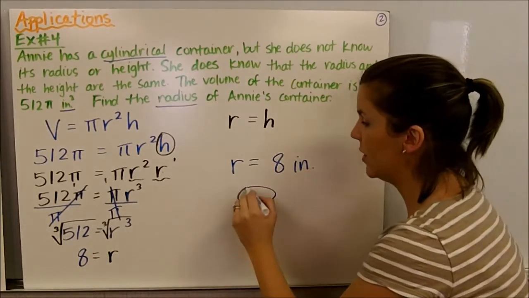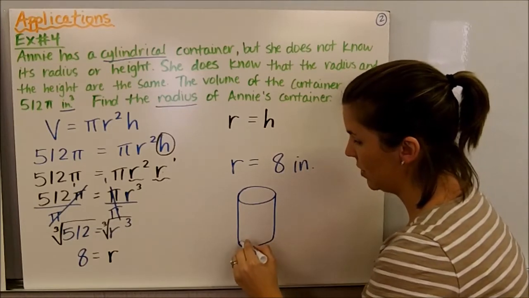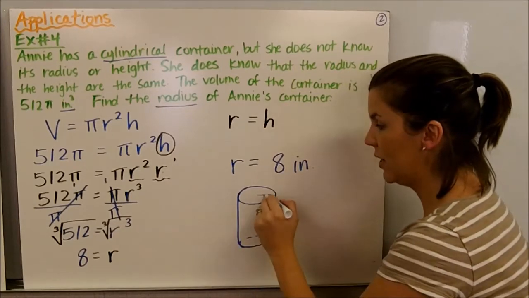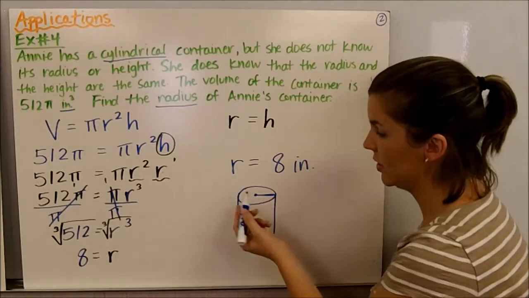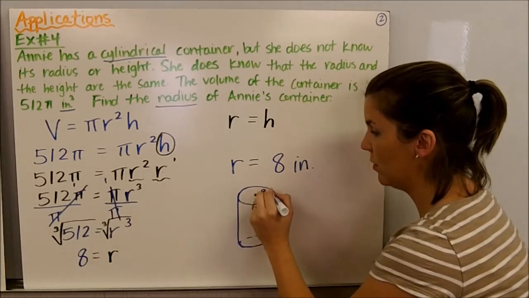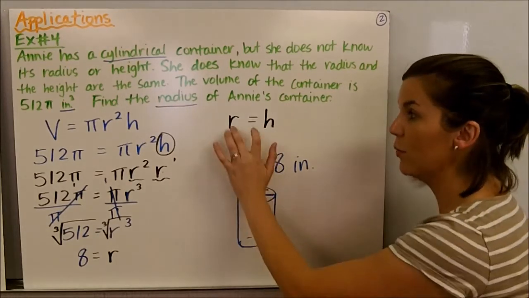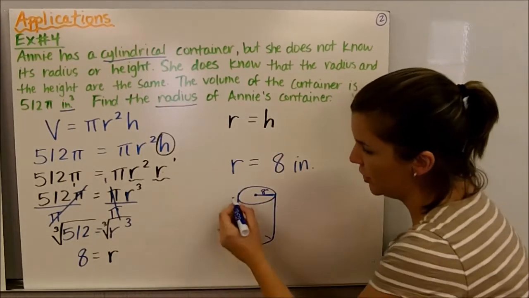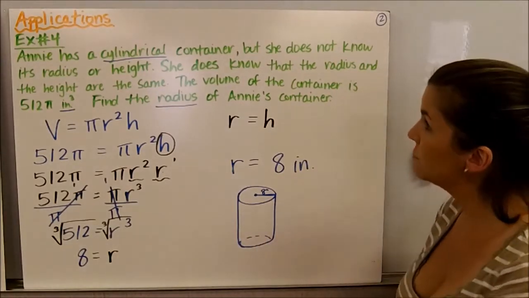So it would look like a cylinder. Let's see, here's the bottom. And the radius is halfway across the center of the circle. So this part right here would be 8 inches. If the radius is equal to the height, then we also know that this distance is 8 inches as well.